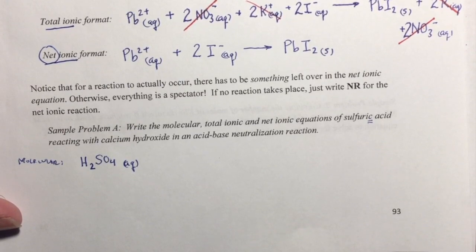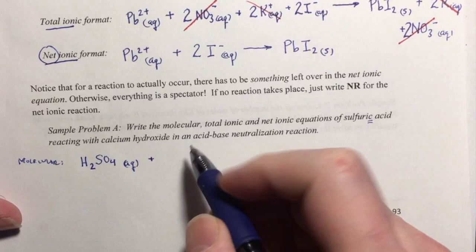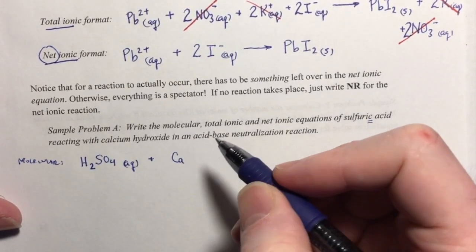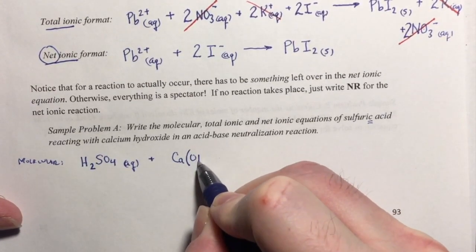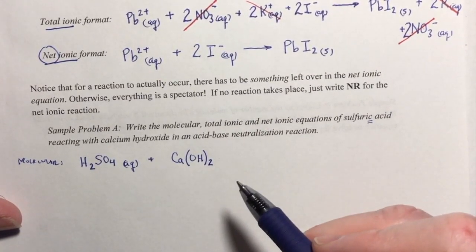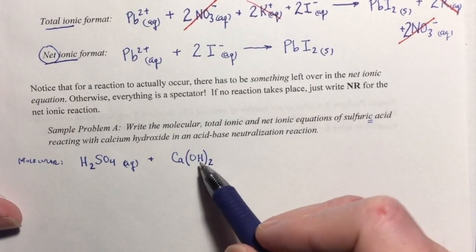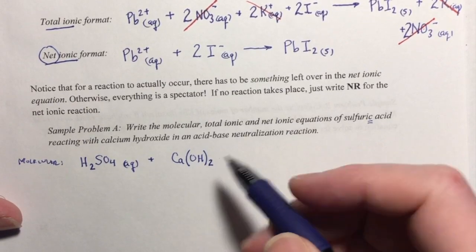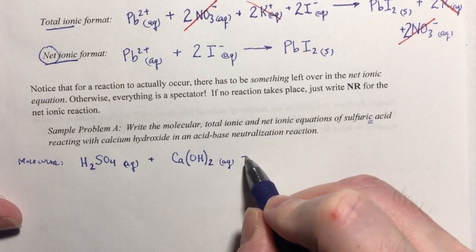So I'm starting with sulfuric acid, and I'm reacting with calcium hydroxide. Calcium has a 2+ charge, hydroxide has a 1-. So I'm going to need 2 hydroxides to balance that calcium's 2+ charge. And that is a base. We can see it has the hydroxide, and there's our acid, so we can see that this definitely is an acid-base reaction. This is going to be aqueous, and we could look that up on our solubility tables.